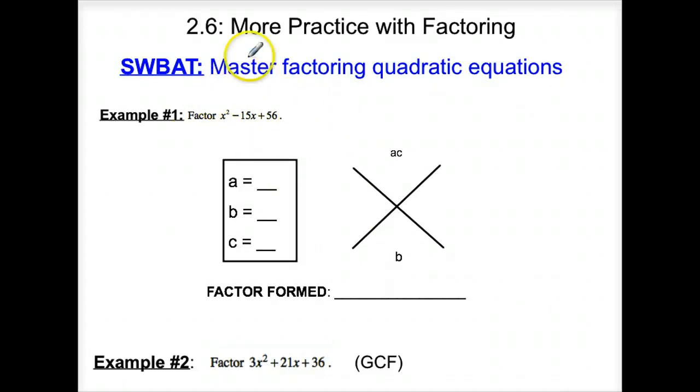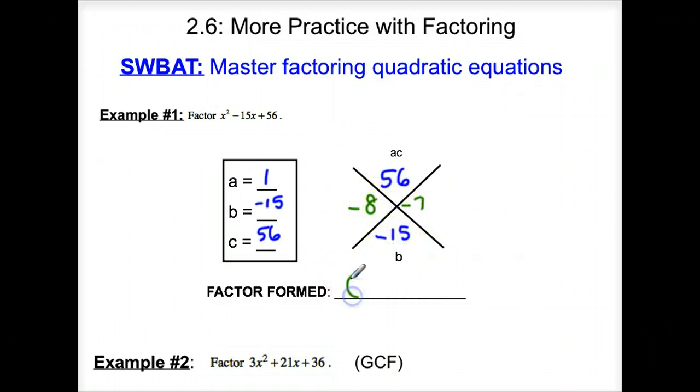And again, it's already in standard form. So my A is 1, my B is negative 15, and my C is 56. A times C again at the top, which is 56, and my B at the bottom is negative 15. Two numbers, when I multiply them, I get 56, but when I add those numbers, I get negative 15. Those two numbers are negative 8 and negative 7. Negative 8 times negative 7 is a positive 56. Negative 8 plus negative 7 is a negative 15.